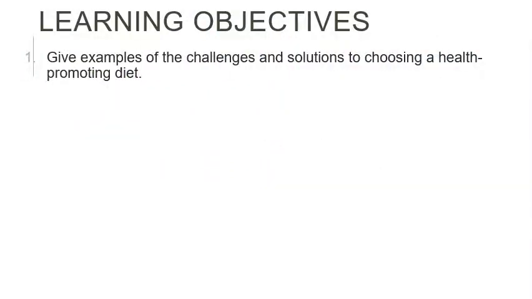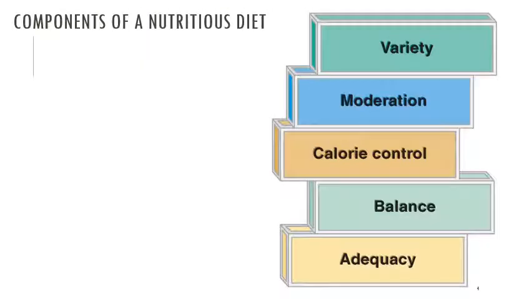Learning Objectives. 1. Give examples of the challenges and solutions to choosing a health-promoting diet. What are components of a nutritious diet? They deal with variety of food, eating in moderation, having calorie control, having a balanced diet, and having adequacy in what you eat. So let's see what they are.